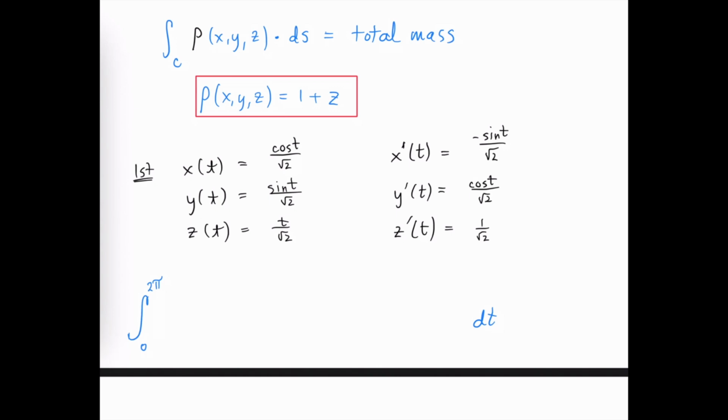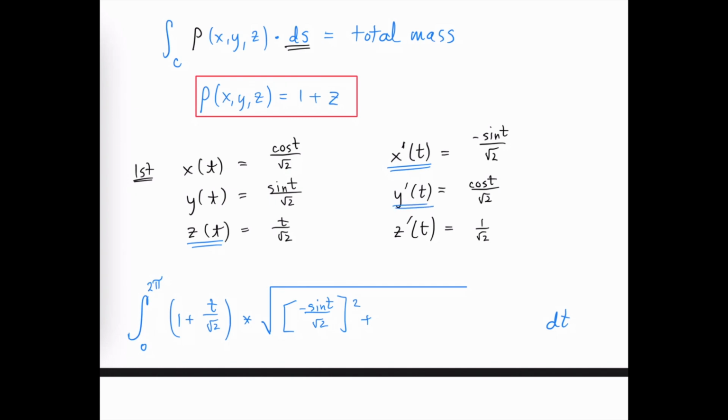Now from the beginning we saw that our varying mass density function was 1 plus z, so this is where we plug our parametric equations into this mass density function. The only variable we actually have is z, so we're going to plug in t over √2 for that z quantity. So now our mass density function depends on t. We then multiply by the arc length formula, which is the square root of x prime of t squared, so that's negative sin t over √2 squared, plus y prime of t squared, so that's cos t over √2 squared, plus z prime of t squared, which will be 1 over √2 squared.